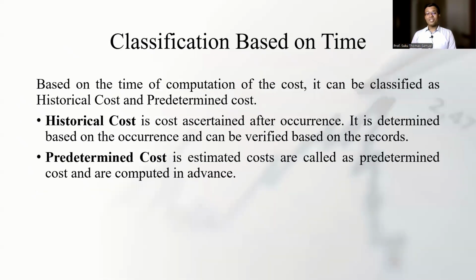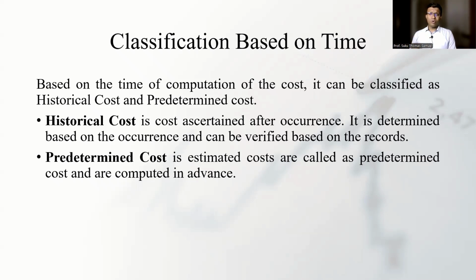The next classification is based on time. The amount of time that you need to understand and determine the cost. We have two types: historical cost, predetermined cost. If the cost can be ascertained only after the occurrence, that is called historical cost. But if you are able to anticipate the cost even before the activity, such kind of costs are called predetermined cost.